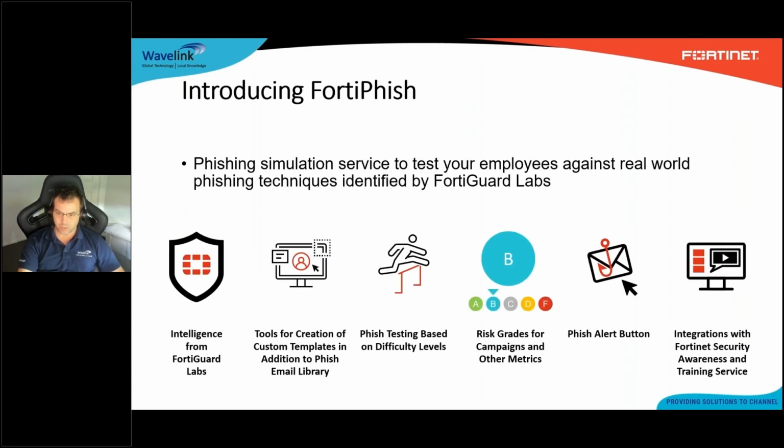Because email remains a primary threat vector for malicious actors, you need to educate and test your employees or your users, whoever they are, to be able to identify email-based threats. So Fortinet FortiPhish is a phishing simulation service to test your employees against real-world phishing techniques identified by FortiGuard Labs. FortiGuard Labs is Fortinet's elite cybersecurity threat intelligence and research organization. With phish testing as part of your broader security awareness program, your employees can learn to recognize, avoid, and report email-based cybersecurity threats, including phishing, impersonation, business email compromise, and ransomware.